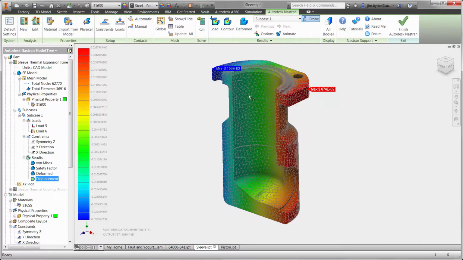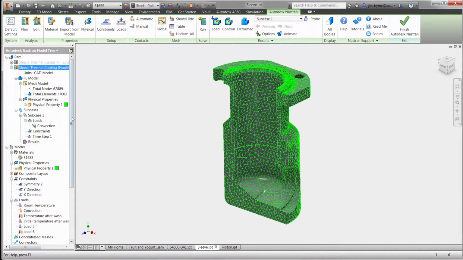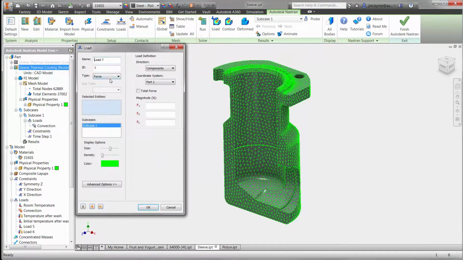The probe tool will help to check the inner bore of the sleeve. It looks like there is not a lot of expansion for the stainless steel material. Based on the results so far, we know we have to wait for the parts to cool off, but how long exactly does it take?